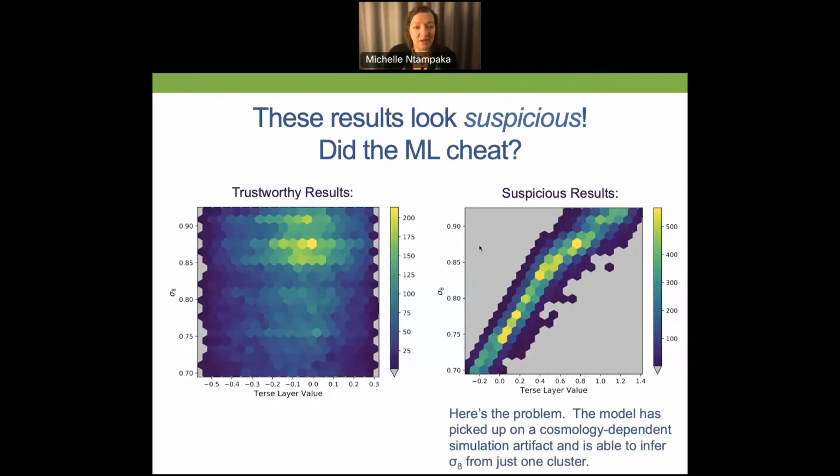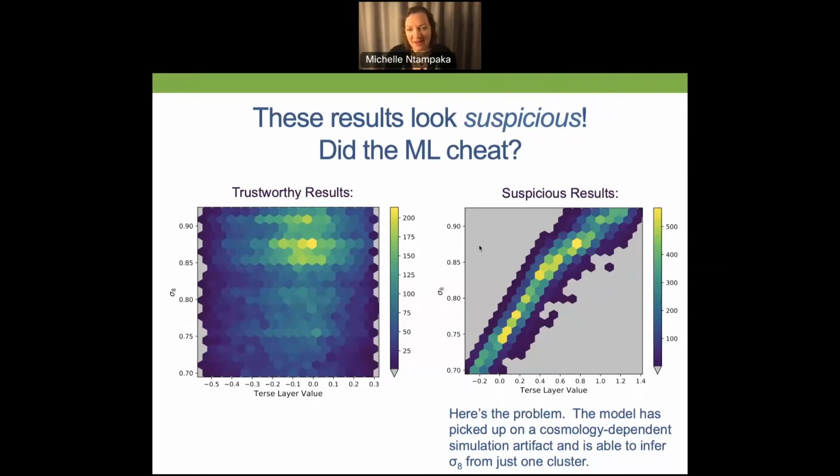The second thing we can look at is correlations between the terse value on the x-axis and the underlying sigma 8 on the y. In practice, you should not be able to tell the underlying sigma 8 from a single cluster measurement. That should be completely impossible to do. So my terse layer value should be uncorrelated with sigma 8. And in my trustworthy results, that is in fact the case.